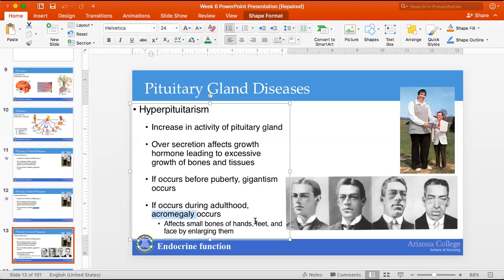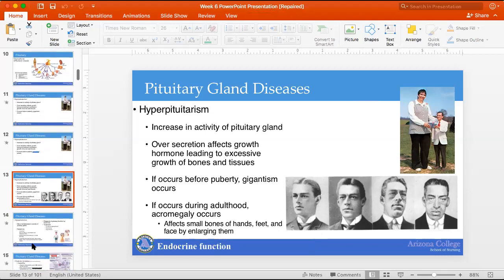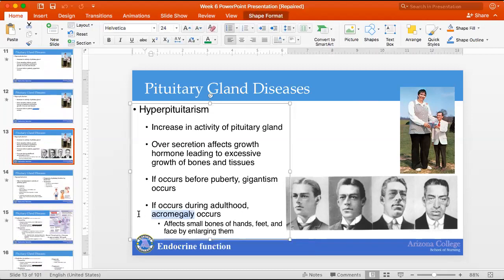So it affects small bones of the hands, feet, and face by enlarging them. So you can see the change in this man as he had this condition. He was an adult, and you can see because it has a normal bone structure. But as this disease progressed, he would still have continuing growth of the bone in his cheeks and forehead and in his chin and mandible. All these bones continue to enlarge to where you get here later in life, and the progression of this disorder, he's almost completely unrecognizable compared to where he was. This condition is acromegaly. If it's before puberty, it's gigantism.